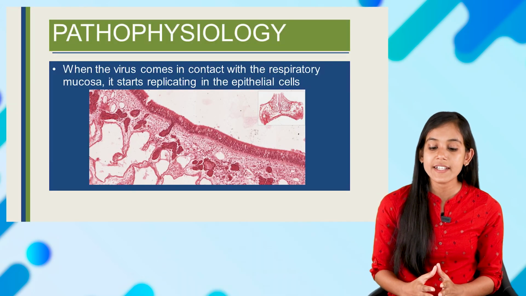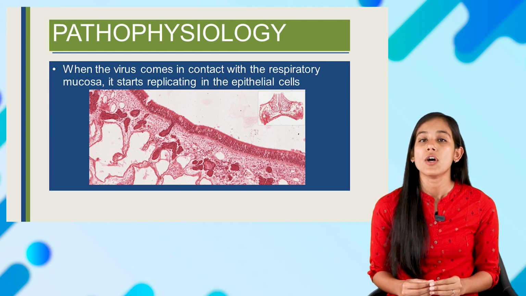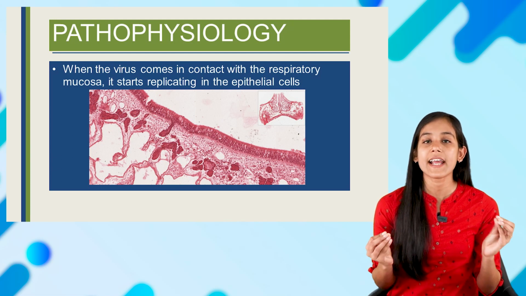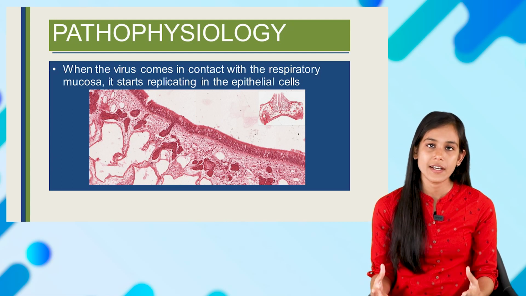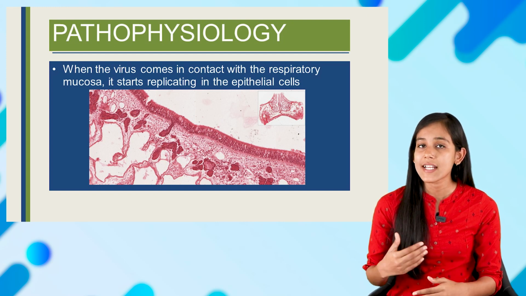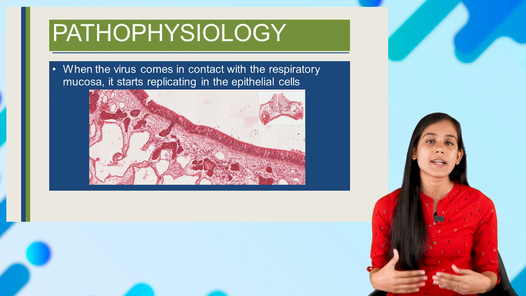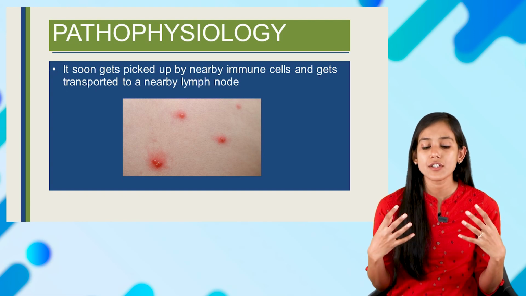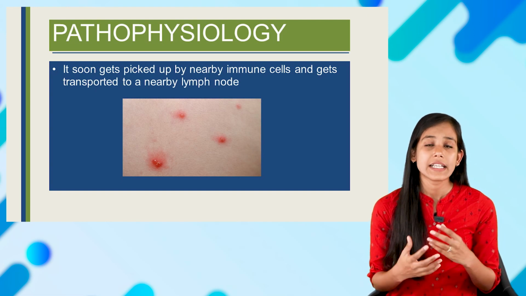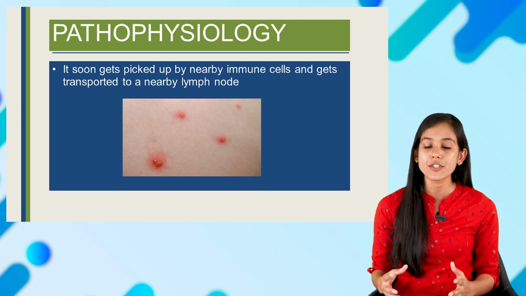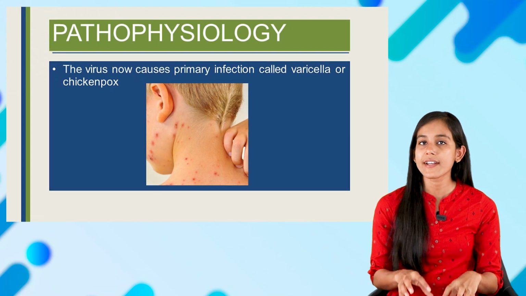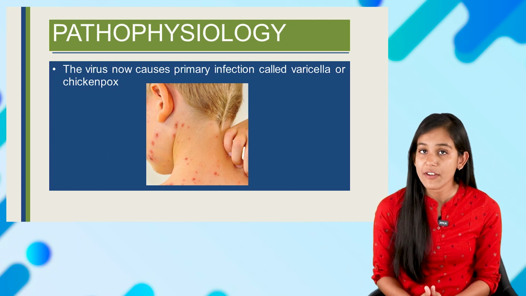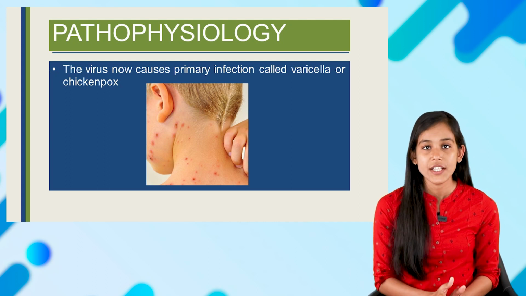When the virus comes in contact with the respiratory mucosa of the new person, it starts replicating in the epithelial cells. Once it has increased in numbers, it gets picked up by nearby immune cells and transported to a nearby lymph node. Here, the virus causes the primary infection, called varicella or chickenpox.